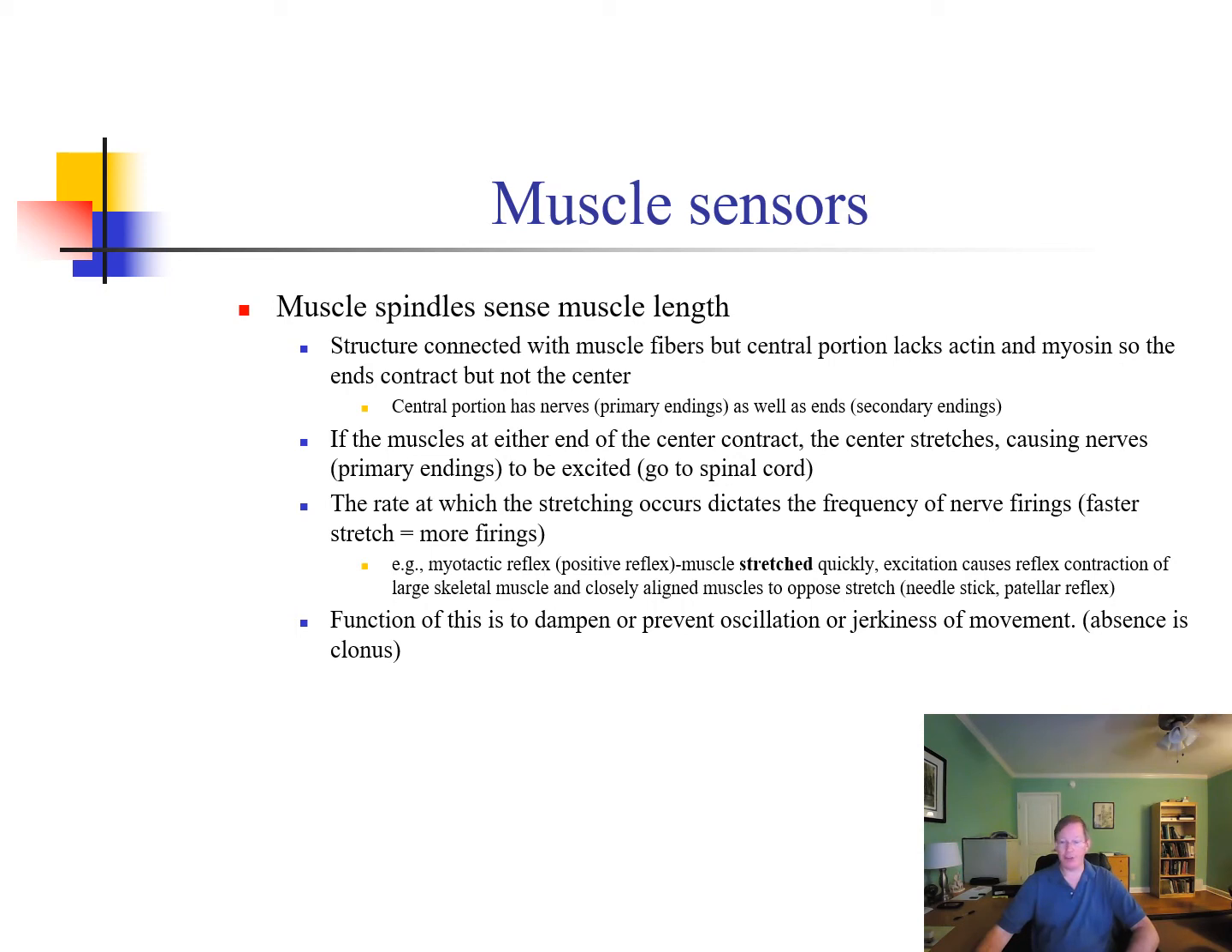So this is important because there are certain things that we know will happen and you can predict them. For example, if you have a reflex which is called the myotactic reflex, and the myotactic reflex is when I stretch a muscle very quickly, then it will cause a reflex arc through my spinal cord to contract the skeletal muscles to oppose that particular motion.